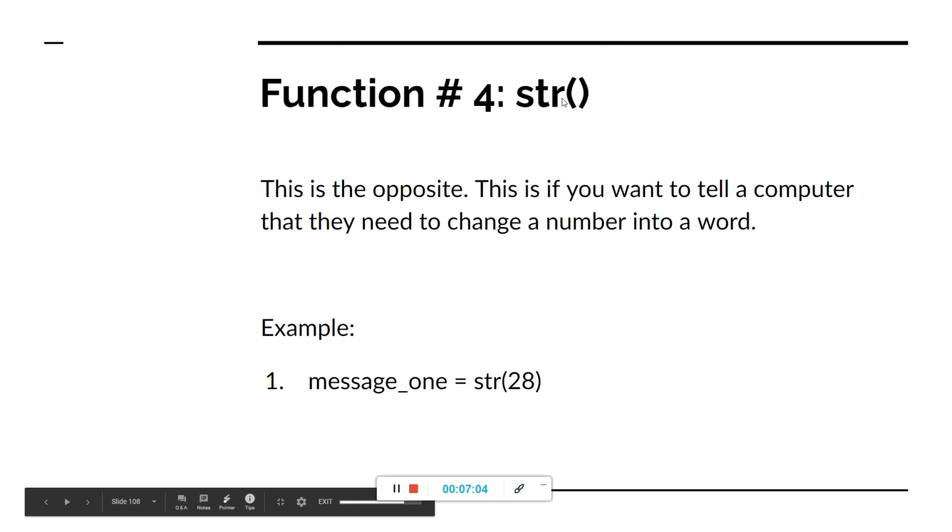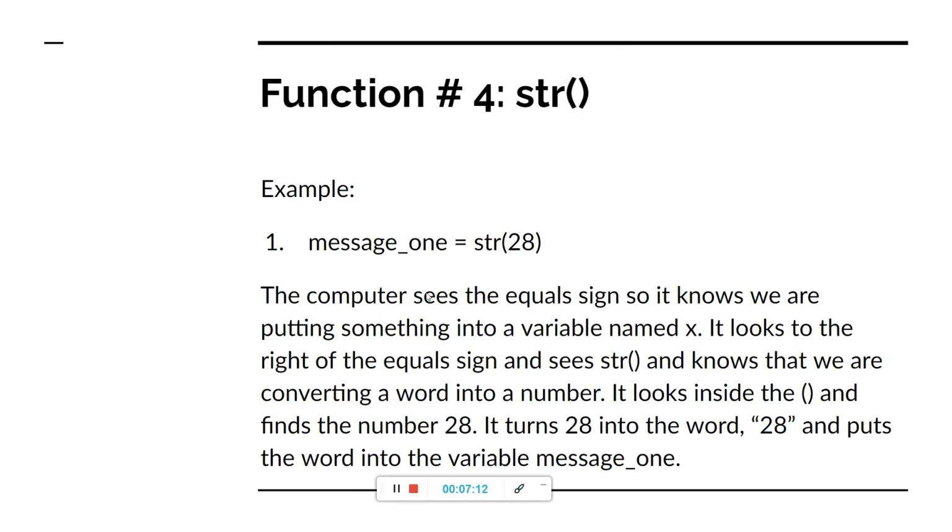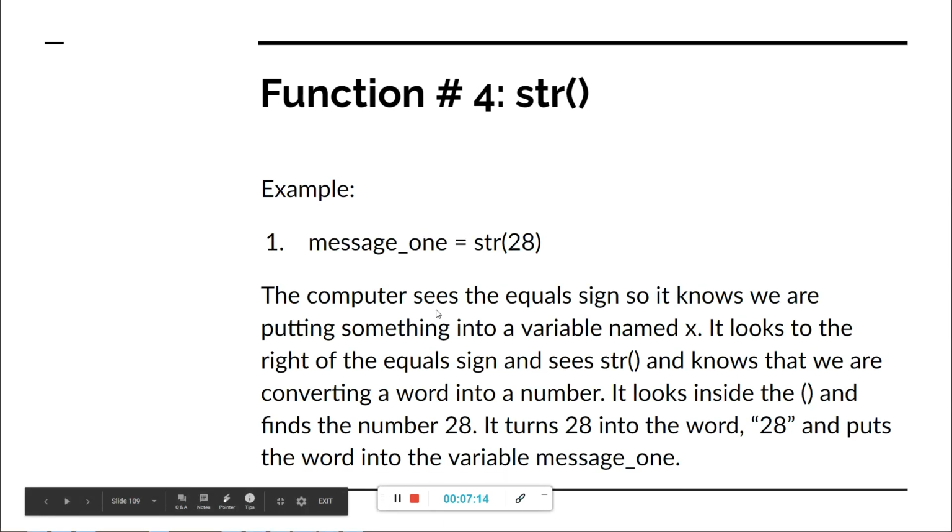So str is the opposite. This is if you want to tell a computer that it needs to change a number into a word. So here's an example. The computer sees the equal sign, so it knows we are putting something into a variable named message1. Sorry, that's a mistake. It should say message1 here. It looks to the right of the equal sign and sees str, and knows that we are converting a word into a number.